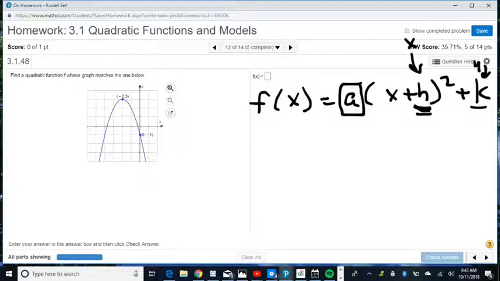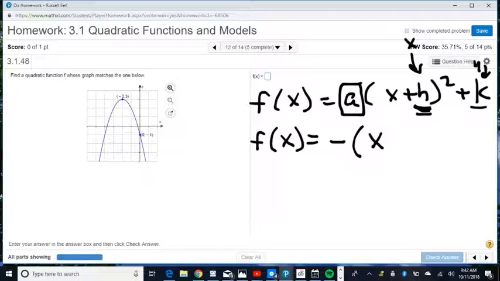If it opens up, that's positive. If it opens down, it's negative. Well, they're not going to get too mean to you and give you one where it doesn't follow the pattern. So notice this one is opening down. That means that your A is a negative. If it was opening up, that means that would be a positive, so you wouldn't write anything.